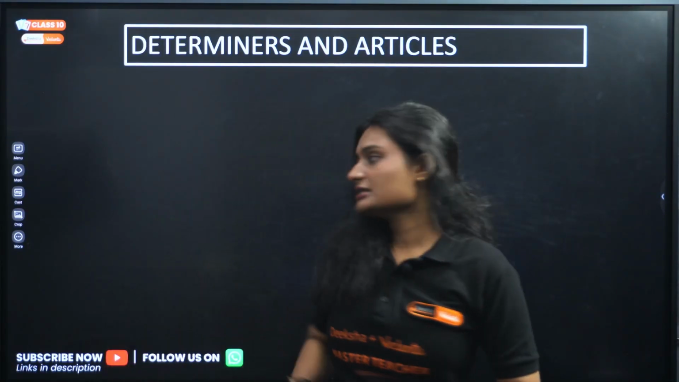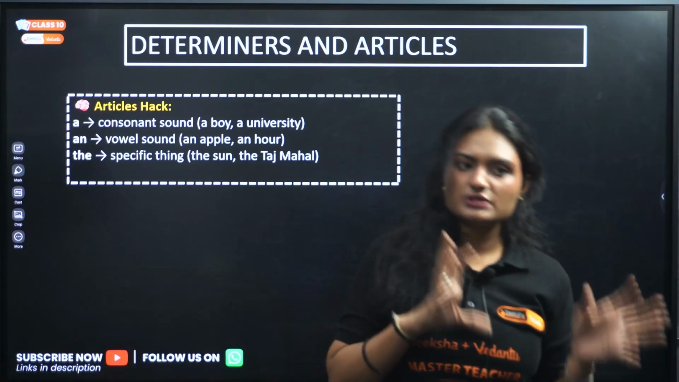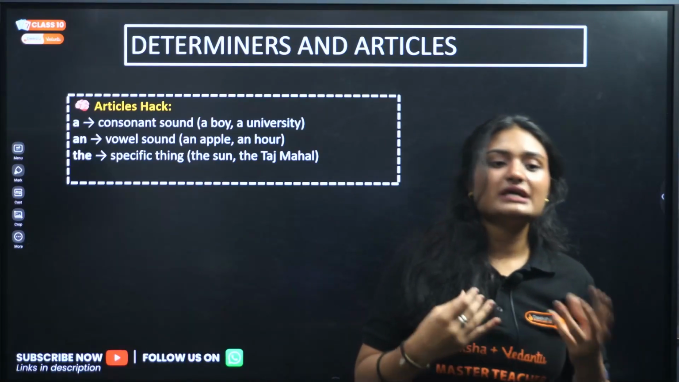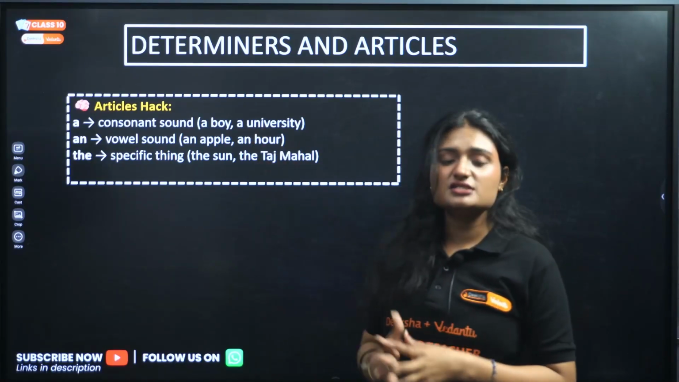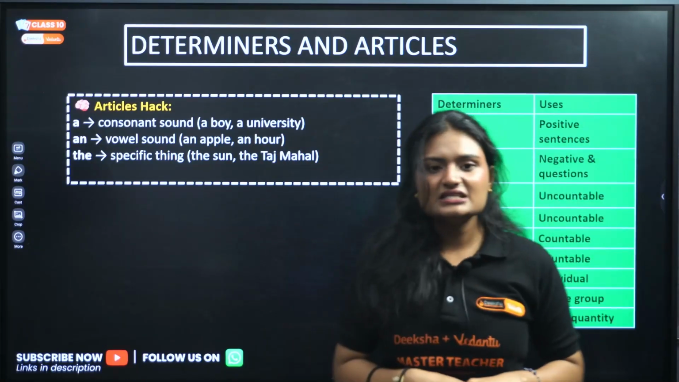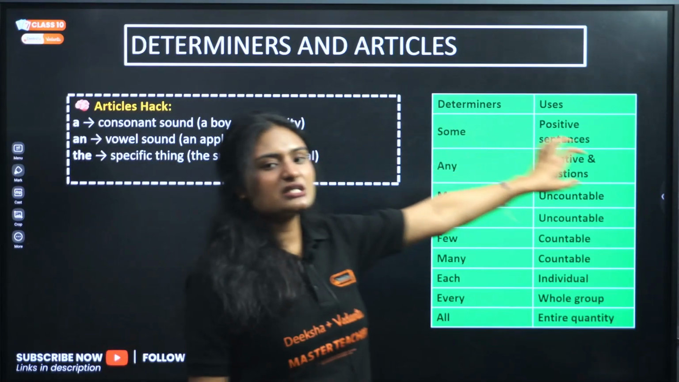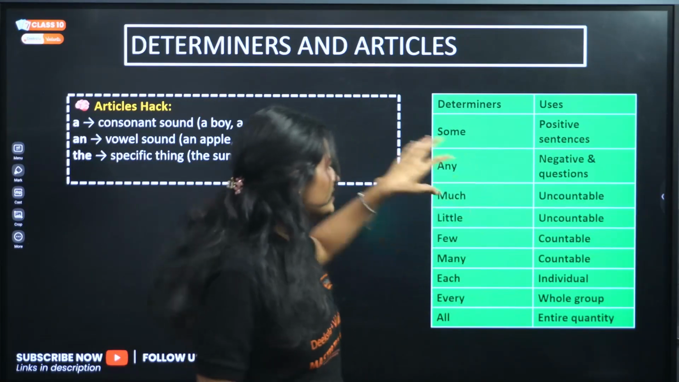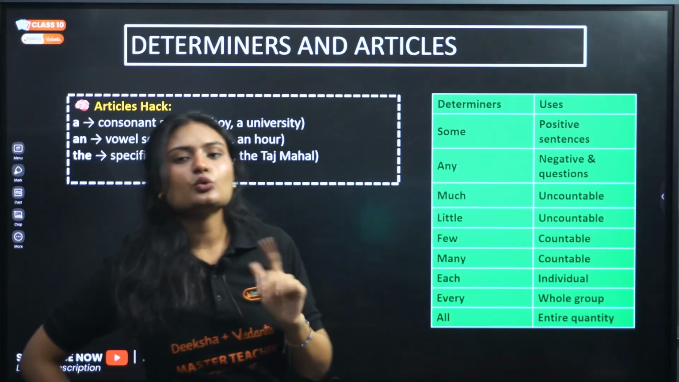Determiners and articles. In determiners and articles, one thing is short. If you have a consonant sound, you use a. If you have a vowel sound, you use an. If any specific thing is talked about, you use the article the. Okay. Next, these are the commonly used determiners and their uses. Some is used when you have a positive sentence. Any is used when you have a negative sentence or you are asking questions.